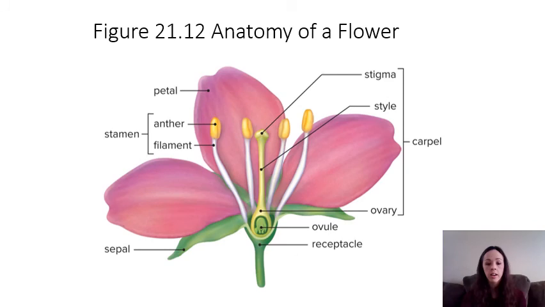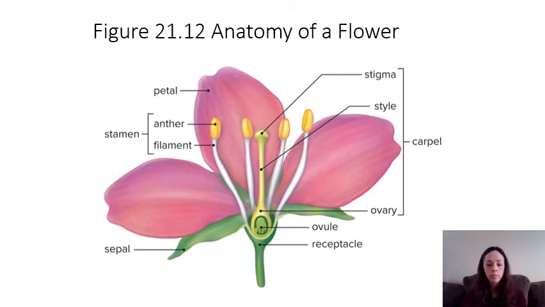The stigma is going to be sticky because it wants to try to catch any pollen that comes near it. Once the pollen is attached to the stigma, it will then flow down the style so that it can get to the egg located in the ovary. The stigma, the style, and the ovary together are called the carpel.